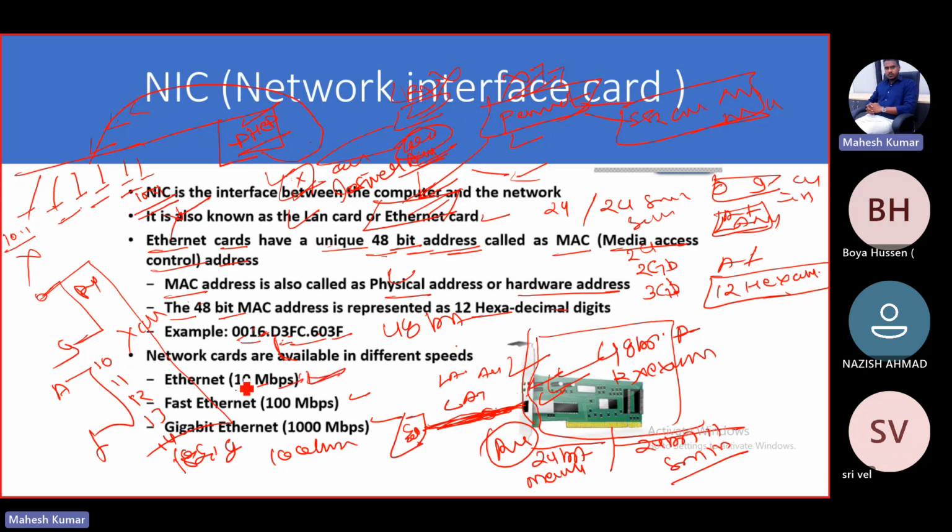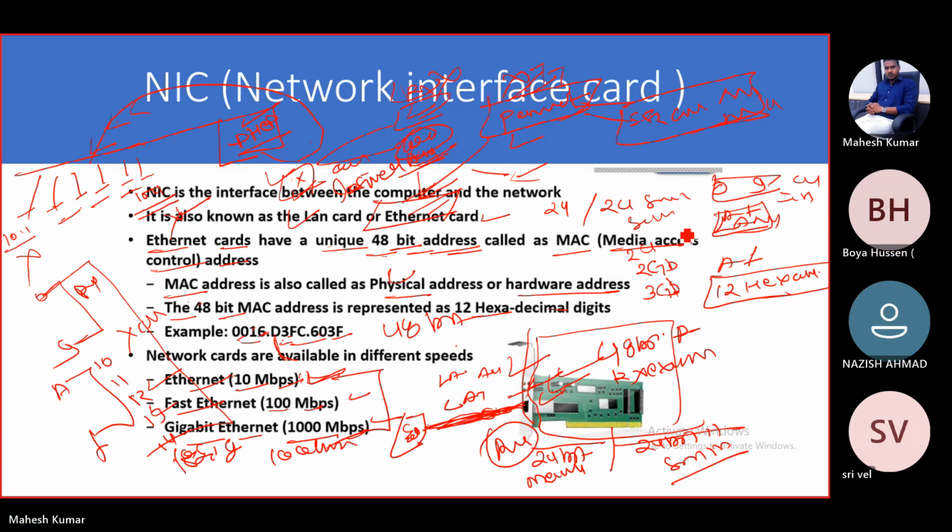If the NIC card comes with 10 Mbps, that is known as Ethernet. If the NIC card comes with 100 Mbps, that is called Fast Ethernet, because 100 is more than 10. So it's normal Ethernet, and later Fast Ethernet. If the same NIC card comes with 1000 Mbps, that is called Gigabit Ethernet. So there are three types of NIC cards. Got it?